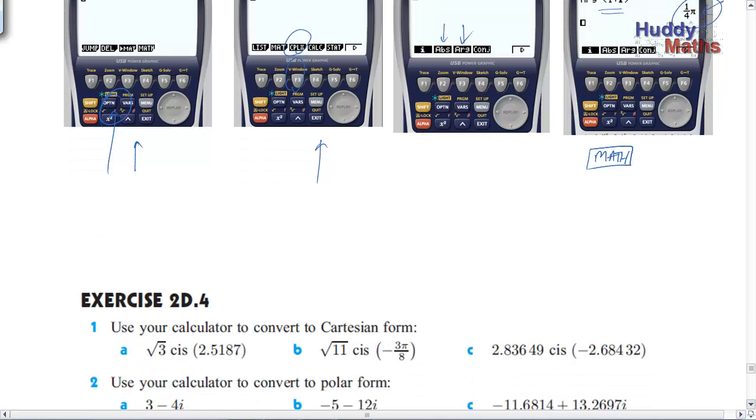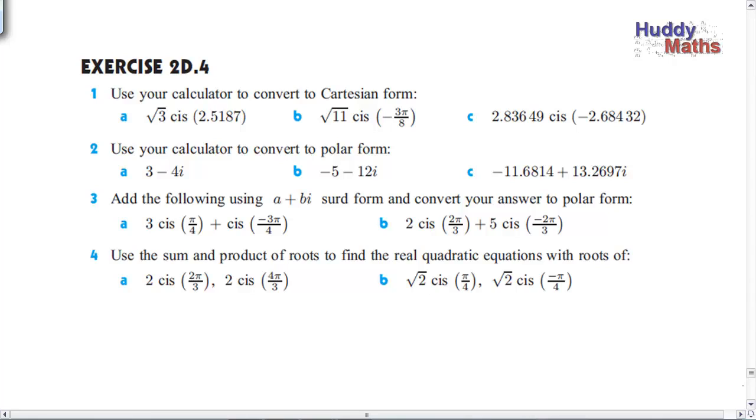All right, so here's the final exercises, 2D4, and see what you make of that. A little link here with sum and product of roots back in quadratic equations. So that's an interesting relationship as well. A little calculator work there too. Okay, let's have a look at the answers.